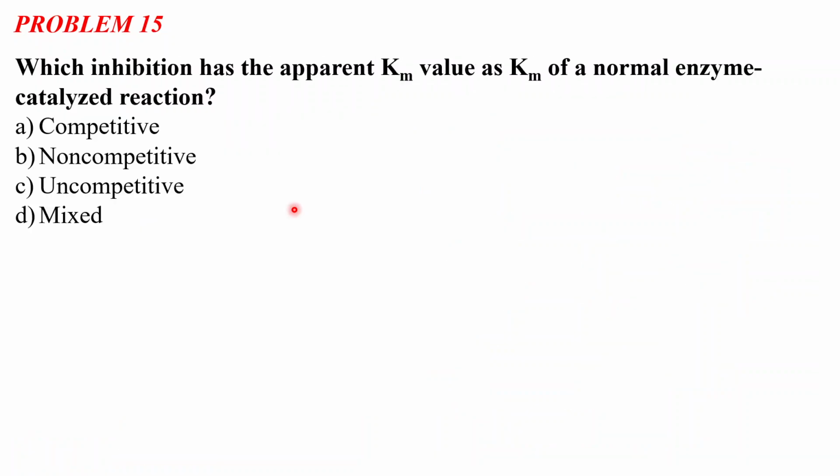Problem number 15 says: which inhibition has apparent Km value the same as the Km of the normal enzyme catalyzed reaction? Your options are number A competitive, number B non-competitive, number C uncompetitive, number D mixed. Apparent Km means that in a normal enzyme catalyzed reaction, the Michaelis-Menten constant is known as Km, but in enzyme inhibition, the particular Km is known as the apparent Km, which is not the same as the Km of the normal enzyme catalyzed reaction.